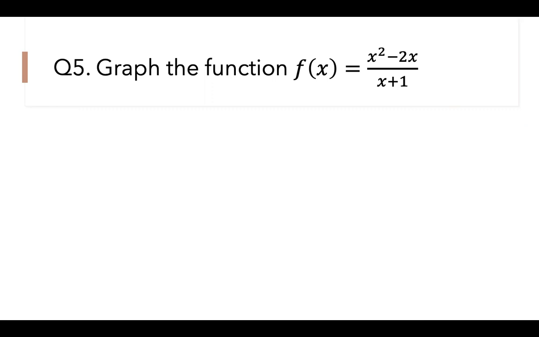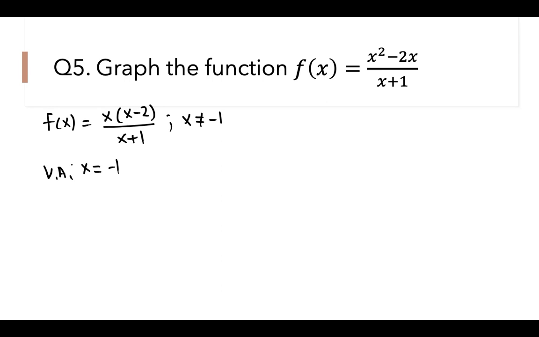Graph the function. Okay, so more practice. So first thing again, let's see if I can factor. So f of x is equal to, I have a common factor, which is x. x times (x minus 2), and (x plus 1). So unfortunately, nothing cancels out. So we know that x cannot be equal to -1. So we have a vertical asymptote at x is equal to -1.